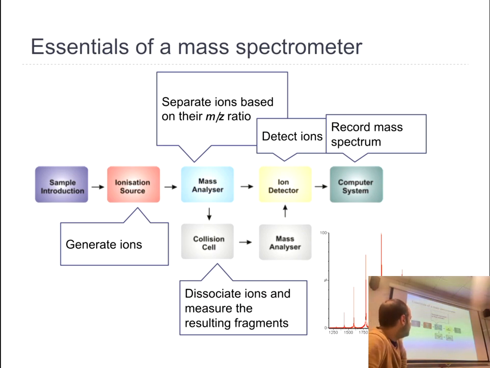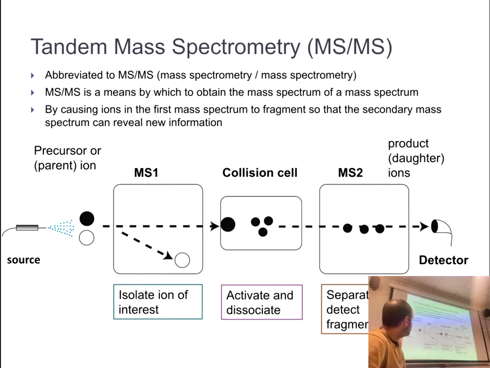Now, what we're going to talk about today is tandem mass spectrometry. This is where you put two analyzers together to form a tandem mass spectrometer. Usually here you've got a collision cell, so the idea is that you select something, you smash it to bits, and then you use a second mass analyzer to analyze the fragments. This is very, very informative. And then finally we've got our ion detection system. So tandem mass spectrometry is abbreviated to MSMS. Sometimes when people say MSMS, that's what they mean: tandem mass spectrometry.